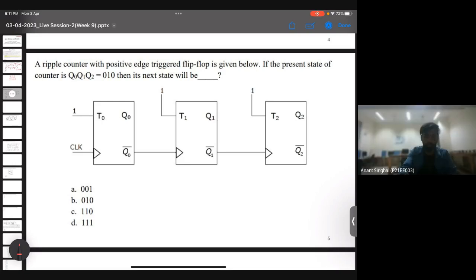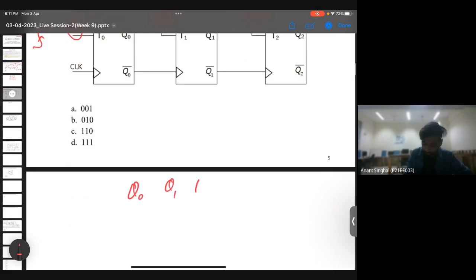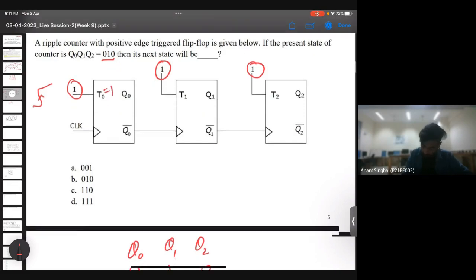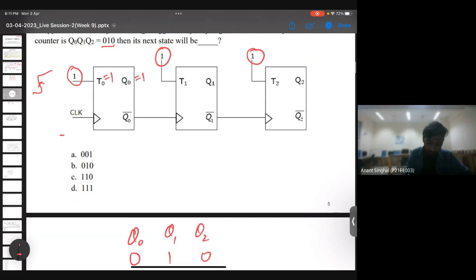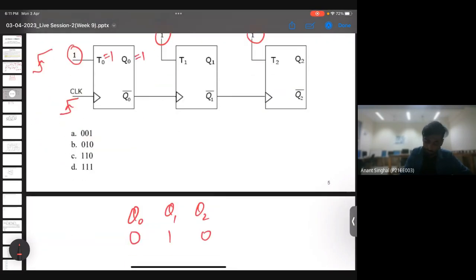Okay, so let's try to solve this problem now. As you can see, all the T inputs are 1, so for every positive edge trigger clock, it will toggle. The present state is 0, 1, 0, so I'm writing it here. T0 equals 1, and since Q0 was 0, it will toggle to 1 when the positive edge comes. So it will make Q0 bar 0. I hope it is clear.